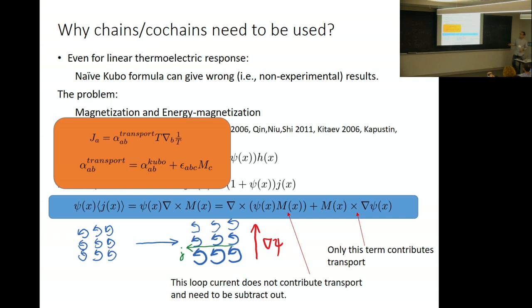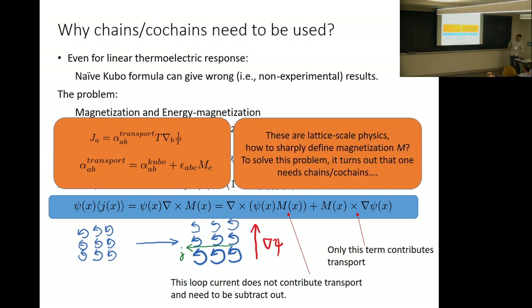So namely, if I compute the thermoelectric response, namely how electric current depends on temperature gradient, the correct result includes this magnetization part. But the problem is that all these are large scale physics. If you don't go to lattice, you couldn't sharply even define this generally. And to solve this problem, it turned out we need this chain and co-chain.